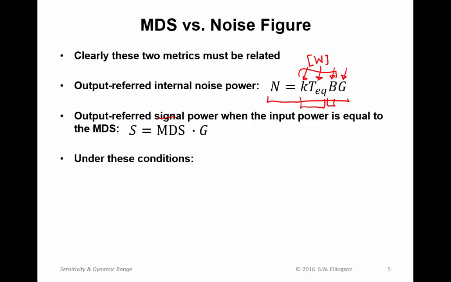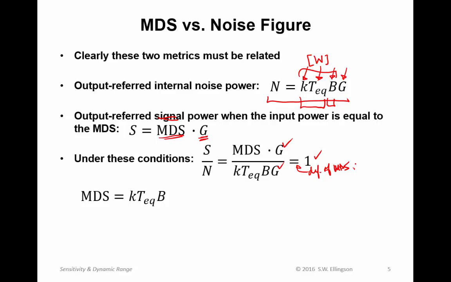The output referred signal power, when the input power is equal to the MDS, is simply the gain times the MDS, right? The MDS is input referred, so to get the output referred signal power in that condition, we just multiply by G. So under these conditions, S is MDS times gain, N is k T_EQ times B times G, and that is equal to 1 because of the way we define MDS. So solving this equation, I find that the MDS is equal to Boltzmann's constant times the internal equivalent input referred noise temperature times bandwidth. And if I want this in terms of noise figure, I know how to do that because I know how to go from equivalent noise temperature to noise figure. So this is the expression I get.